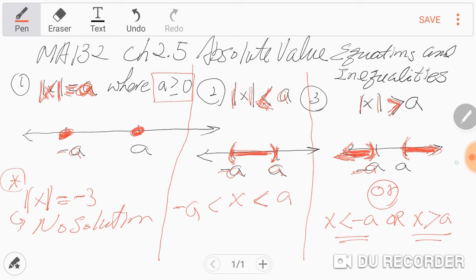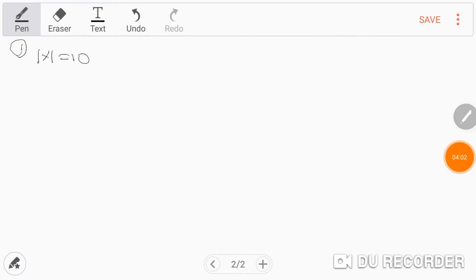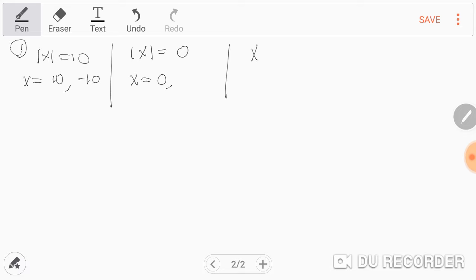Okay, then let's try examples. In this example, absolute value of x equals 10. Then x is positive 10 or negative 10. Simple. Next example, absolute value of x is 0. Then x is positive 0 and negative 0, which is the same as 0. How about absolute value of x equal to negative 1? Absolute value cannot be negative. It has to be always non-negative, 0 or positive. So in this case, we cannot find x. There is no solution.